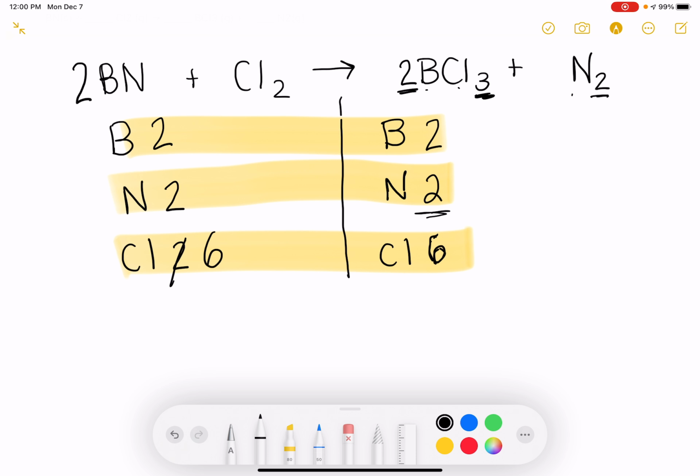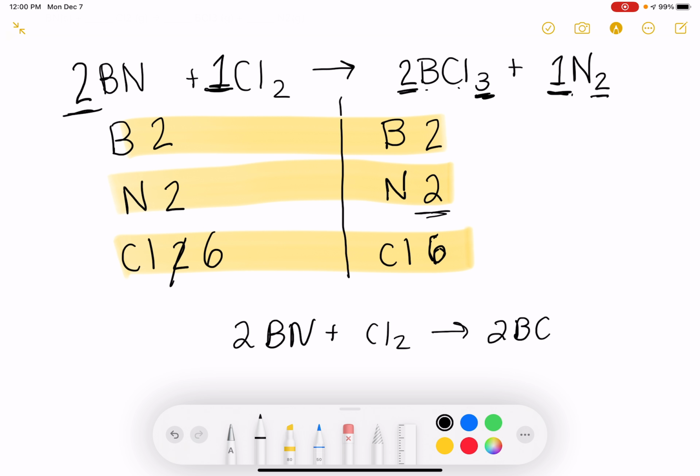For you, when they have these little lines here, sorry I didn't put those, these lines that we didn't put a number on, we would just put a 1. If you saw an equation like 2BN plus Cl2 gives you 2BCl3 plus N2, that's right. I'm just telling you, you don't have to put a number there if we don't have a space, but those spaces I like you to write in that 1, just so you're getting in the practice of knowing that that is 1.